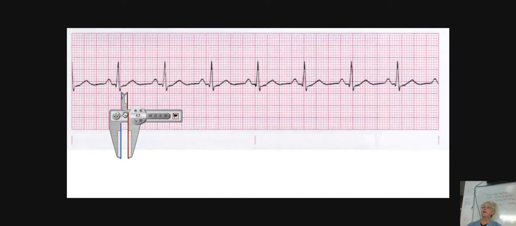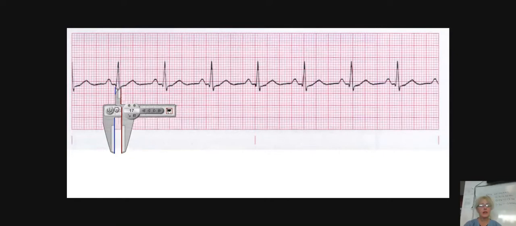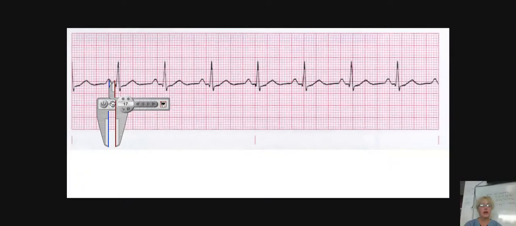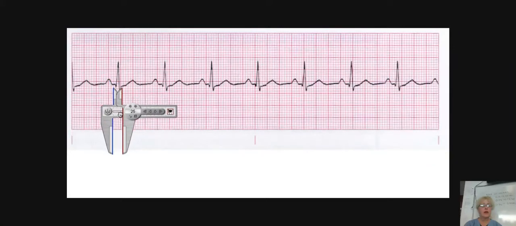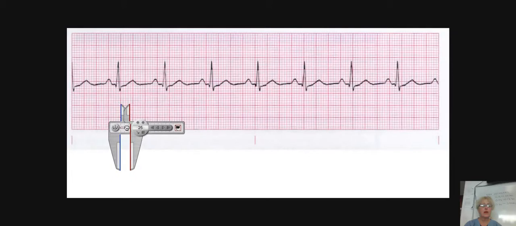Next we're going to check the PR interval from P to R. So let's measure from the peak of the P to the peak of the R. Pull it down. Now the PR we said is between 0.12 and 0.20, right? And it looks like we've got about 4 squares here. So about 0.16. Is the PR interval normal? It is. Check that off.